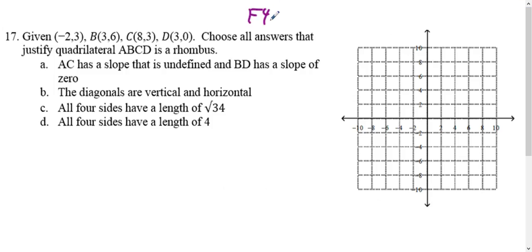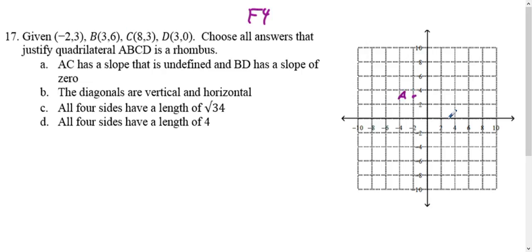Question comes from framework 4. We have 4 coordinates here that make quadrilateral ABCD. This graph is counting by 2, so be careful when you're plotting these points. -2 comma 3 is right there. That's A.